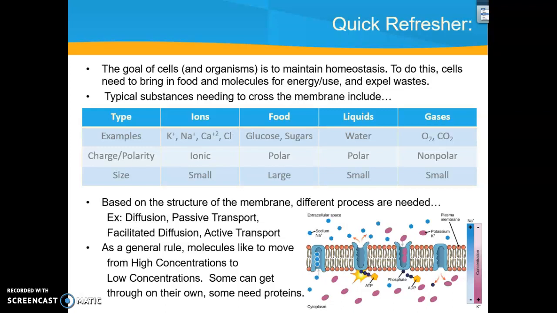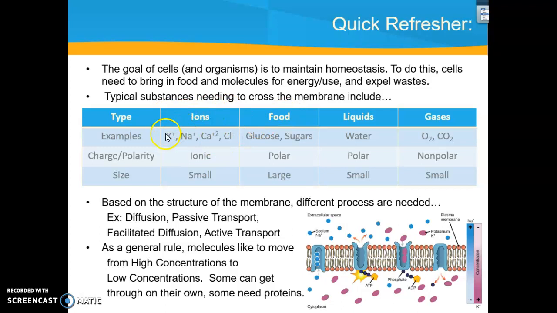So let's review our different types of substances that could potentially be passing through the membrane. This chart up above looks at ions, large food molecules, liquids, and gases. And all of these things are substances that the cell needs to either have enter itself for use or for these things to leave itself because they're waste products.